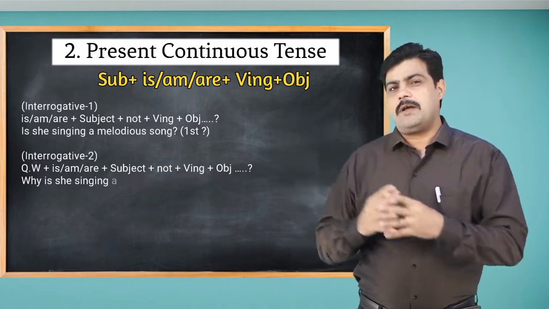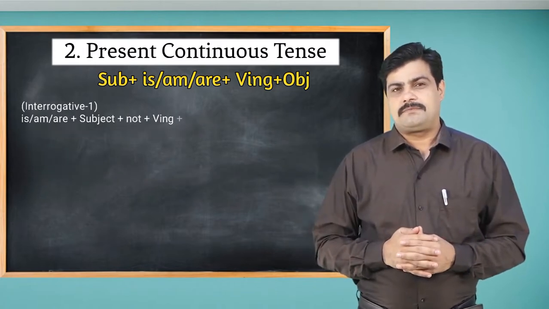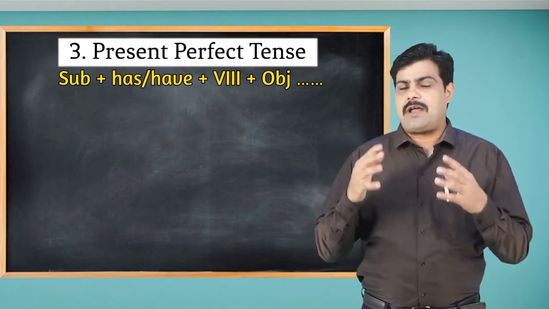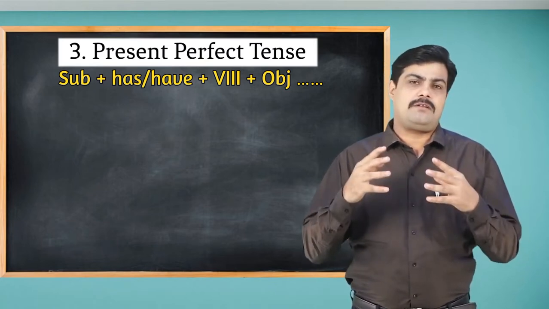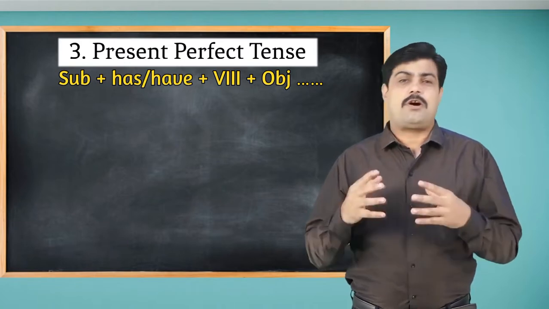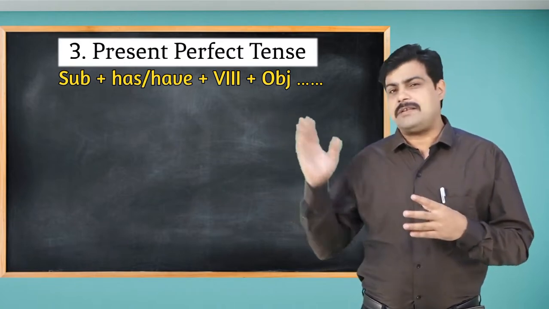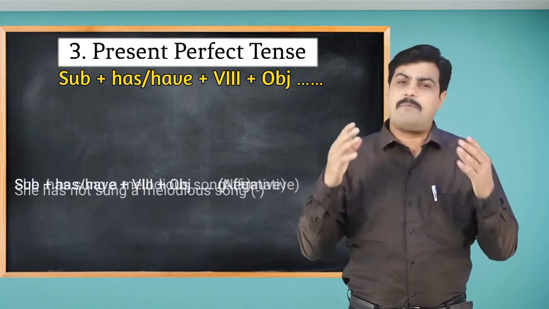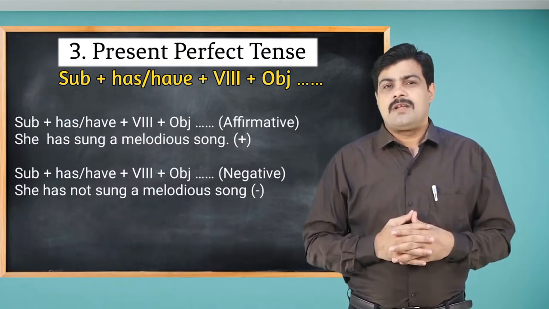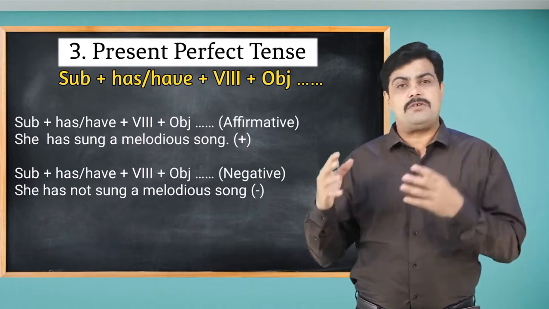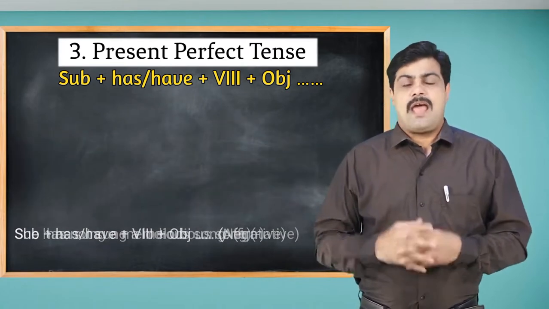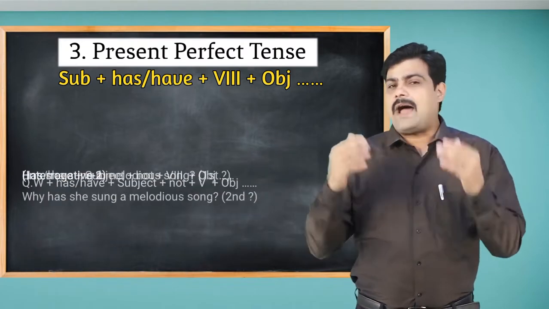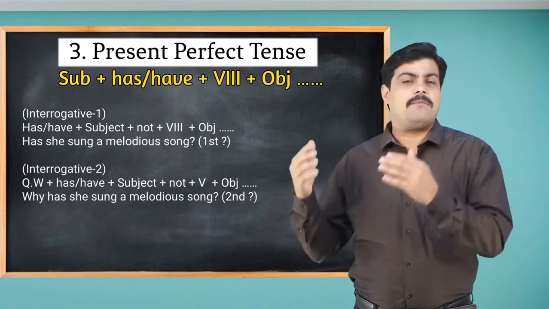This is the third one, present perfect tense. Here the structure you see, subject plus has or have plus third form of the verb plus object. This is affirmative tense. Let us take. She has sung a melodious song. She has not sung a melodious song. Has she sung a melodious song? Why has she sung a melodious song?